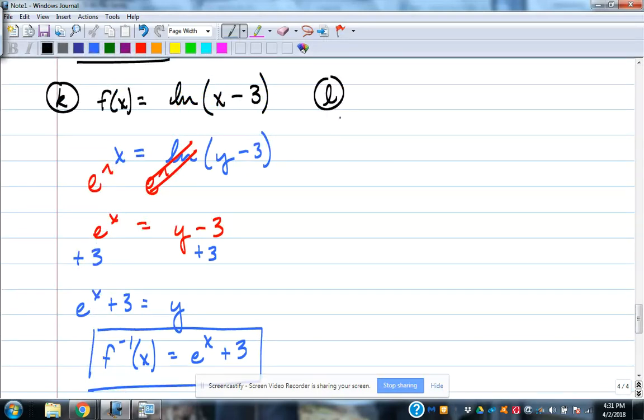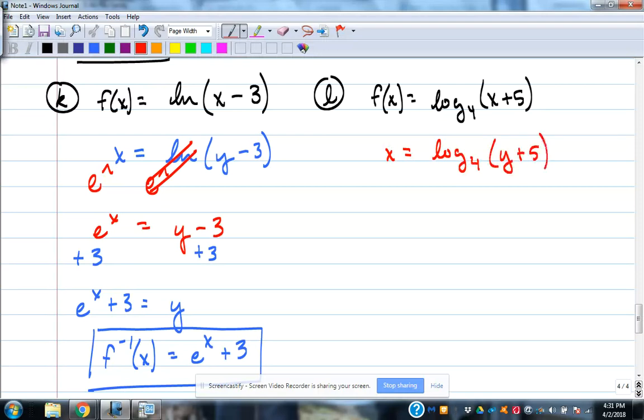Let's do one with a different log in there. f of x is equal to log base 4 of x plus 5. If we're going to find the inverse, what's an inverse do again? Swaps your domain and range. So this is x equals log base 4 of y plus 5. We just swap x and y first.